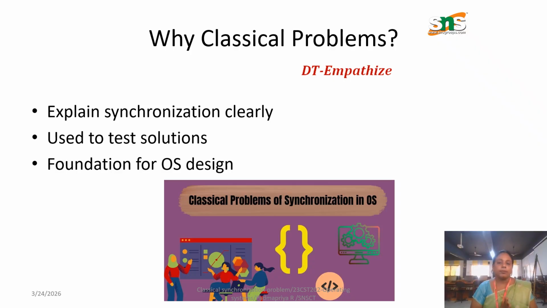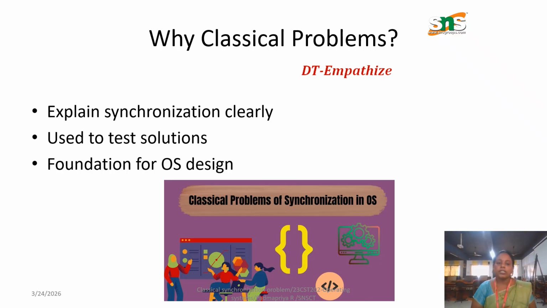Why are we using classical problems? Before we see that, we have to know what synchronization is. When one or more processes require the same resources, we can't give the resource to a single process alone. So we have to assign that resource to a process based on some criteria. For that only we are using synchronization.